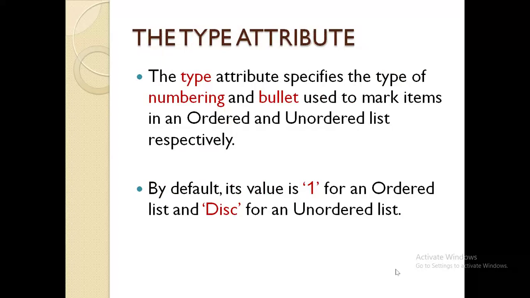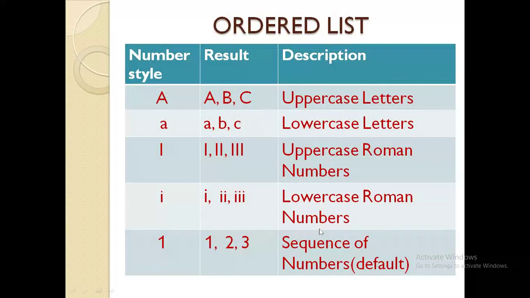The type attribute. The type attribute specifies the type of numbering and bullet used to mark items in an ordered and unordered list respectively. By default, its value is 1 for an ordered list and disk for an unordered list. As you have already understood about this disk attribute in your last session. Now, how does this type work? Number style, its result and its description.